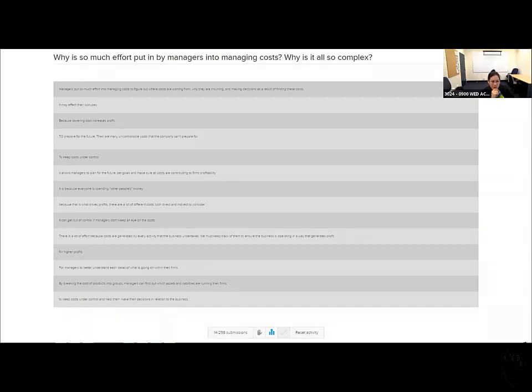To keep costs under control, it allows managers to plan for the future, set goals, and make sure all costs are contributing to the firm's profitability. So there's a few elements in that answer, actually, incorporating a few. Actually, there's somewhat ideas from the study guide I read into that answer, so that was a nice answer.